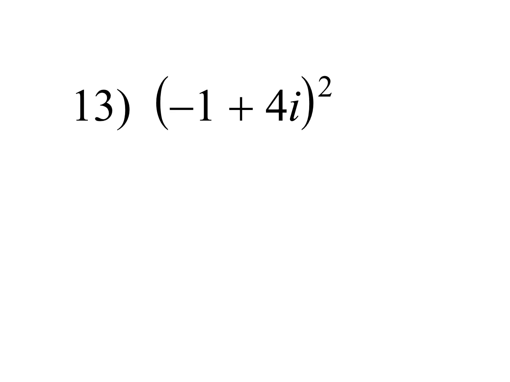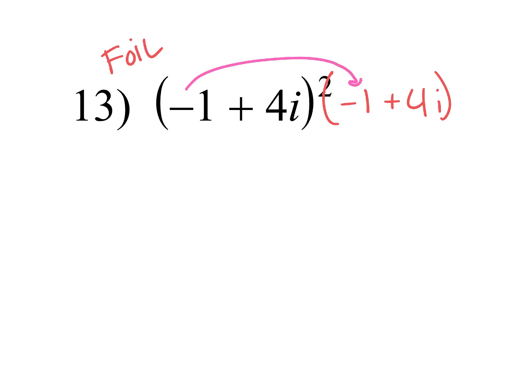All right, 13. I start the same way I did the last one, so I multiply it by itself, negative 1 plus 4i. And how do I multiply these two together? What do I need to do? FOIL. So what are the firsts? Negative 1 and negative 1. What's negative 1 times negative 1? Positive 1.